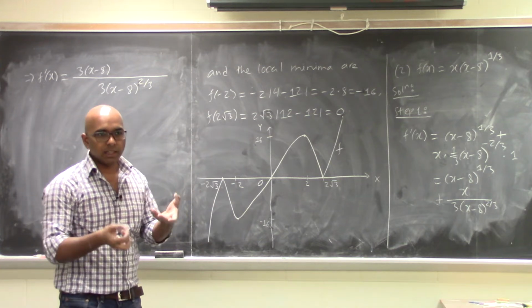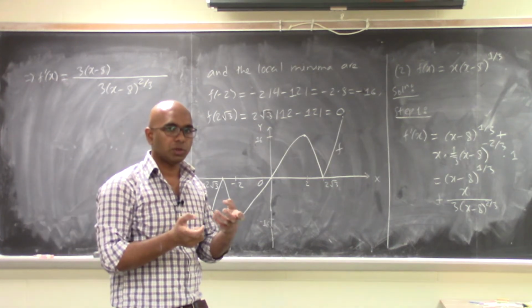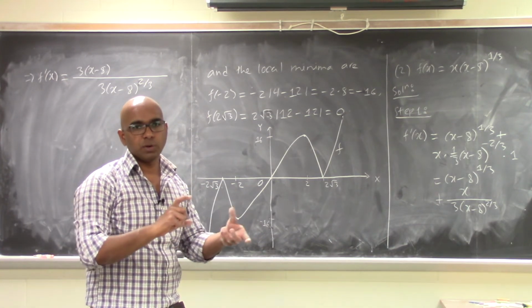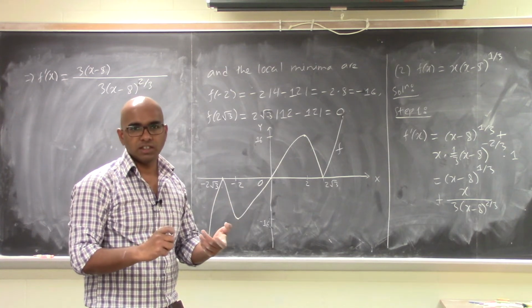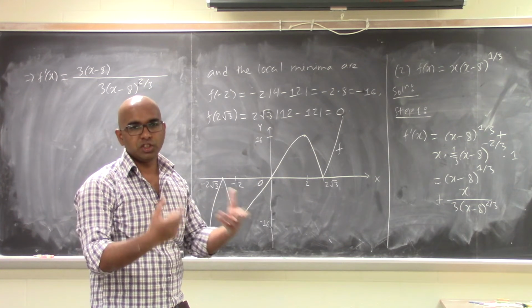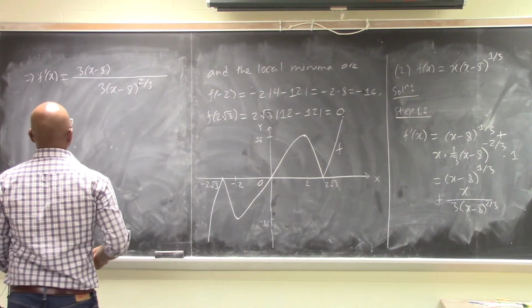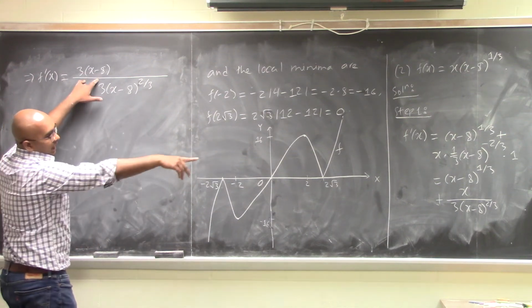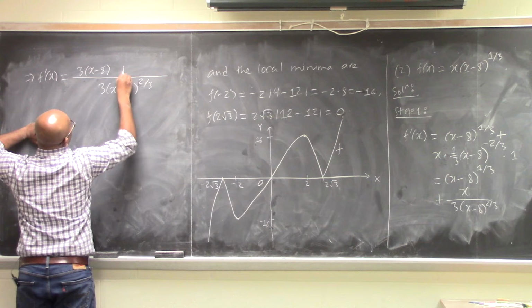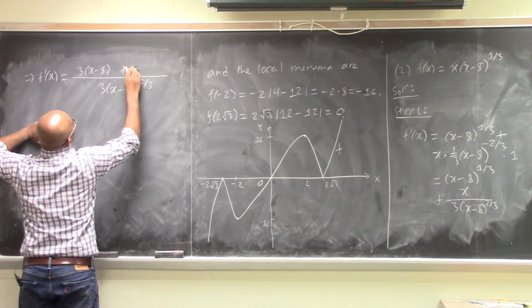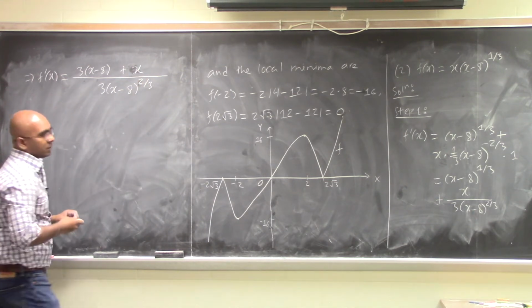And when you multiply two powers with the same base, what do you do? You add the exponents, and 1/3 plus 2/3 is just 3/3, which is 1, right? So this is just 3 times x minus 8, okay? And we have plus x, plus x from the next term, okay?